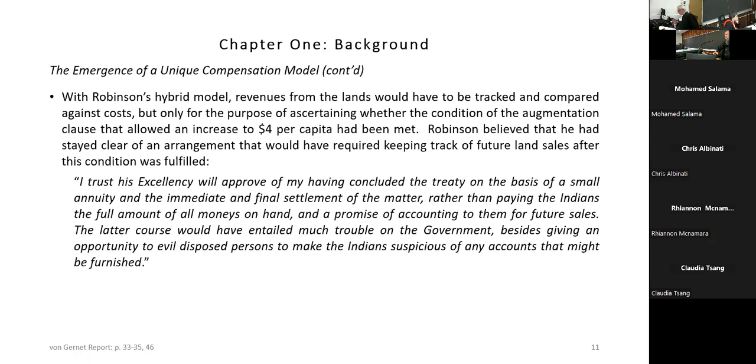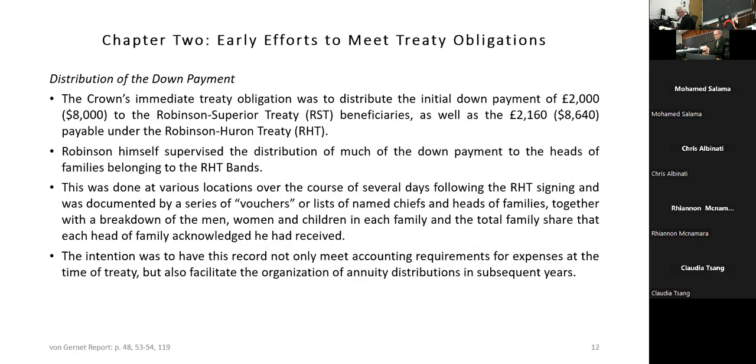We have passed through chapter 1. You gave us an overview earlier of chapter 2, which is entitled Early Efforts to Meet Treaty Obligations. Now we're going to move into that chapter, Your Honor, if that's all right. Thank you. And the first aspect of payment that you address here is the distribution of the down payment.